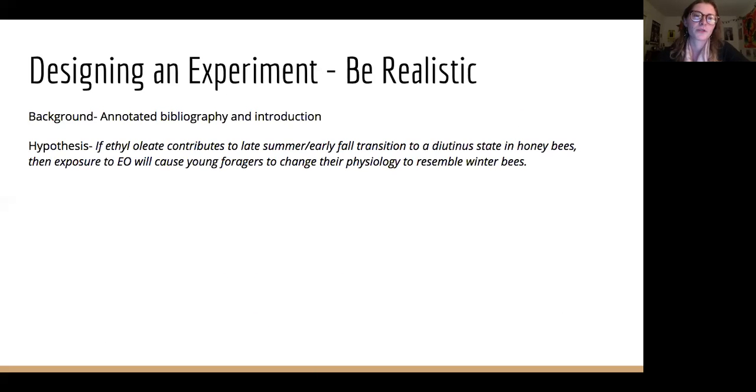So first you want to start with an annotated bibliography and your introduction. So what is the background information? What is already present in the literature? What do we need? And you want a hypothesis. So for my experiment, the hypothesis is if ethyl oleate contributes to late summer, early fall transition to an overwintering state in honeybees, then exposure to ethyl oleate will cause young foragers to change their physiology to resemble winter bees.